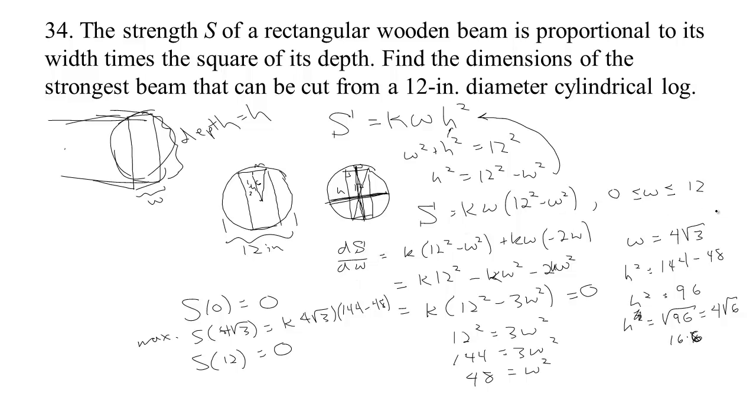So these are our dimensions. It should be 4 root 3 inches by, and let's see, h we decided would be 4 root 6 inches. Okay, so good. So this h should be square root of 2 times the width to get the strongest possible beam.